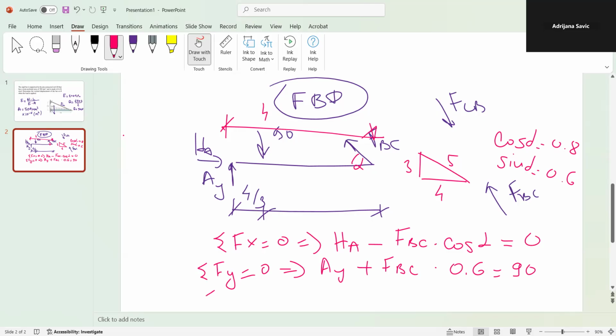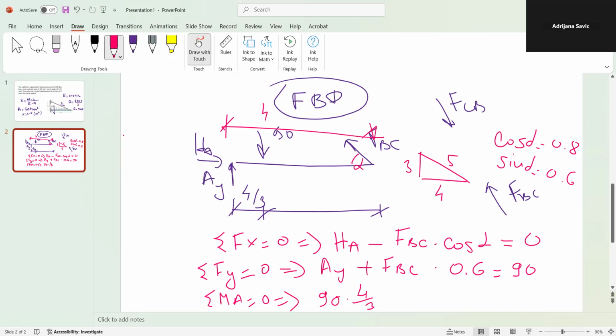The third equation will be the sum of moments at point A equal to 0. So which forces will make a moment at point A? That is our force of 90. It is clockwise. We can say 90 times 4/3. That is the distance, and that will be the first moment.